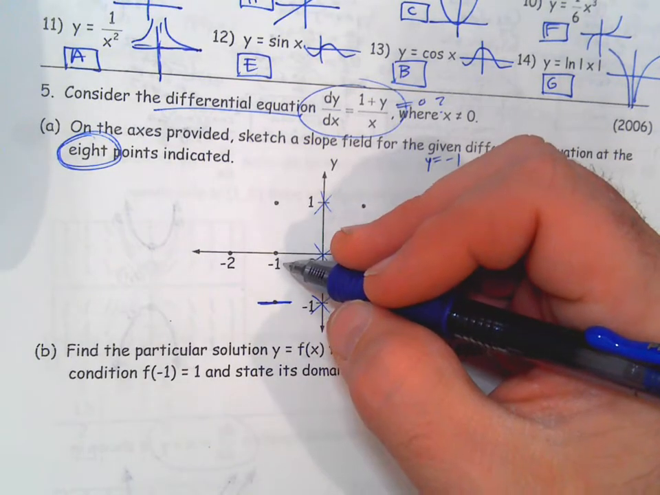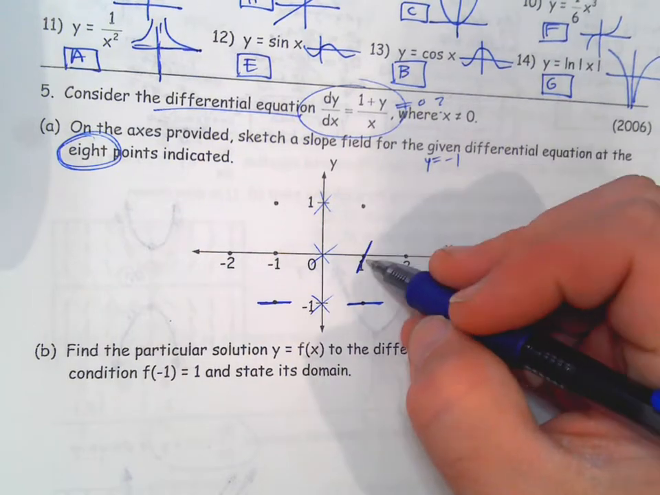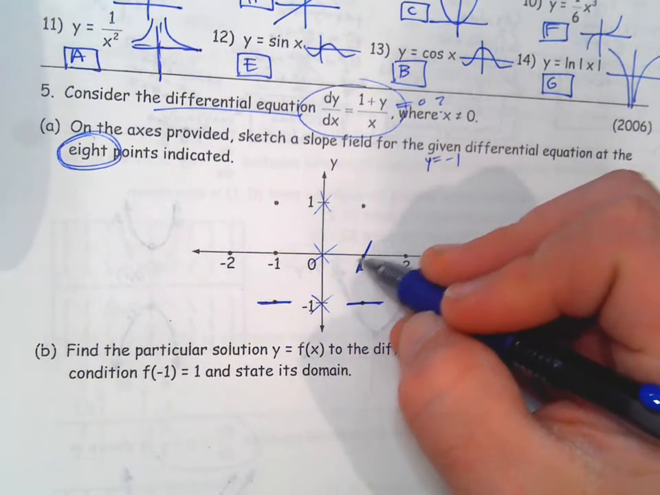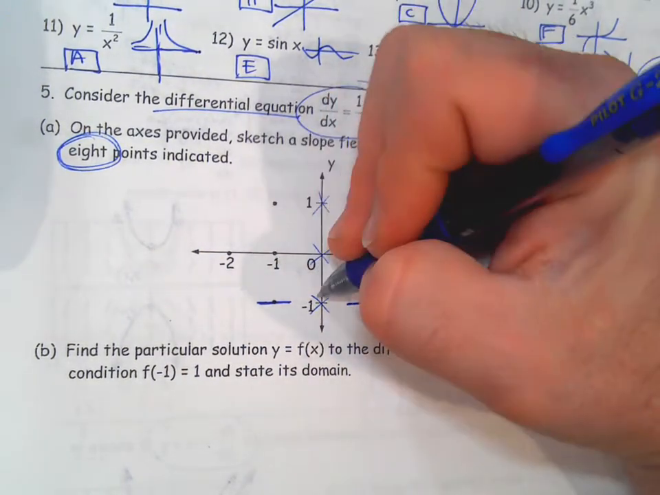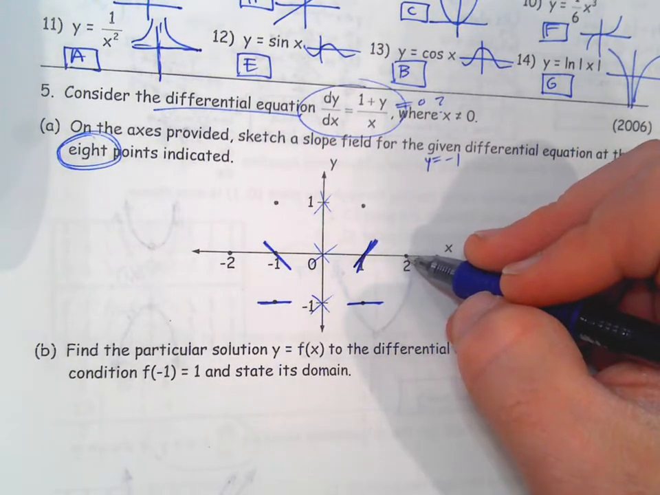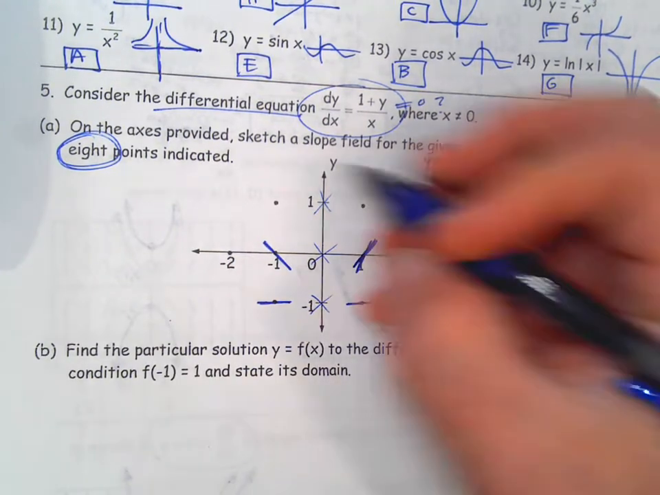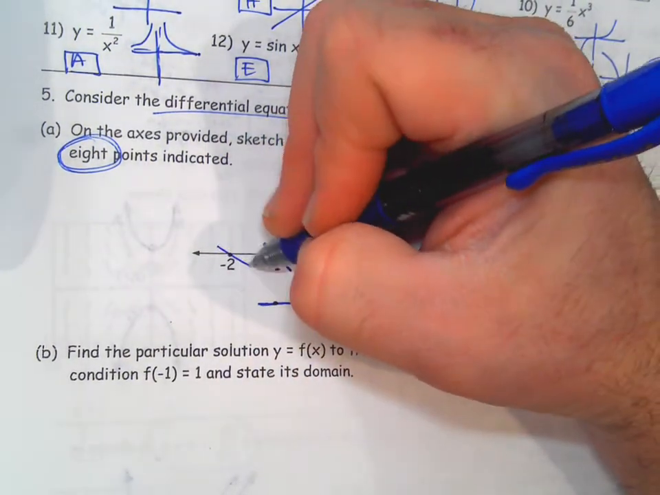-1 for x, 0 for y would be... 1 for x, 0 for y. That should actually be a slope of 1. And this would be -1. And then 2 for x, that'd be 1/2. So 1 over 2. And this would be -1/2.